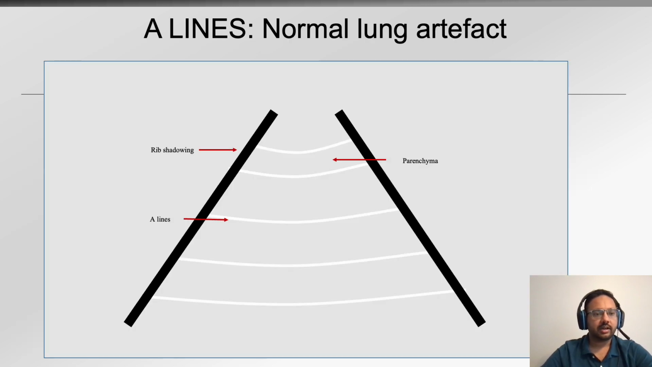So A lines, these are the normal lung artifacts. This image here, the black lines show shadowing from the ribs. The gray structure in the center is the lung parenchyma, and the bright white lines, the first one is the pleural line, but the rest of these parallel lines are the reverberation artifact, which are known as A lines. Again, this is a normal lung finding, but it can also be seen in diseases where there is just air inside the lung. An example of that may be asthma or COPD.